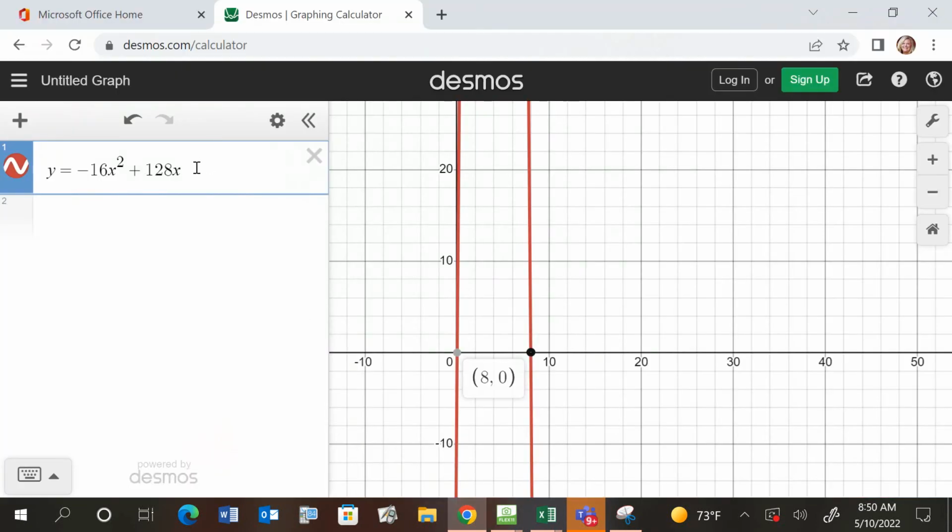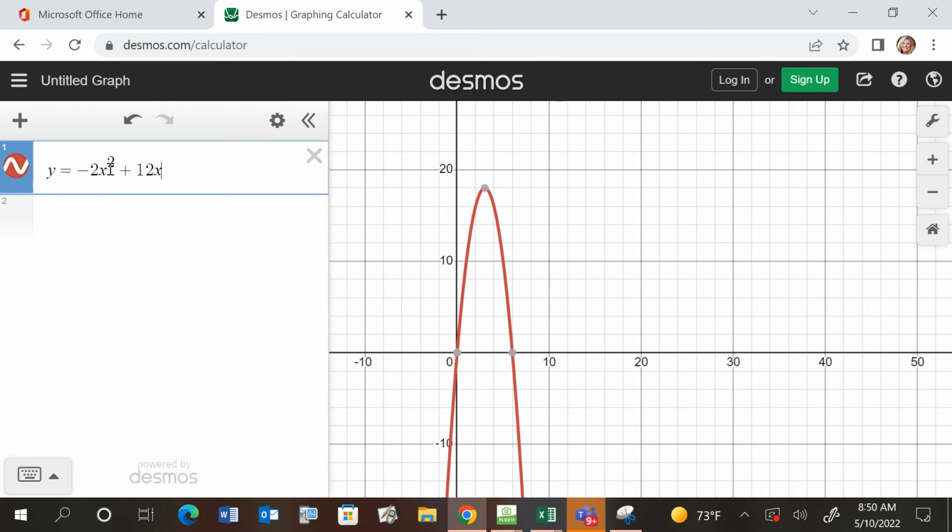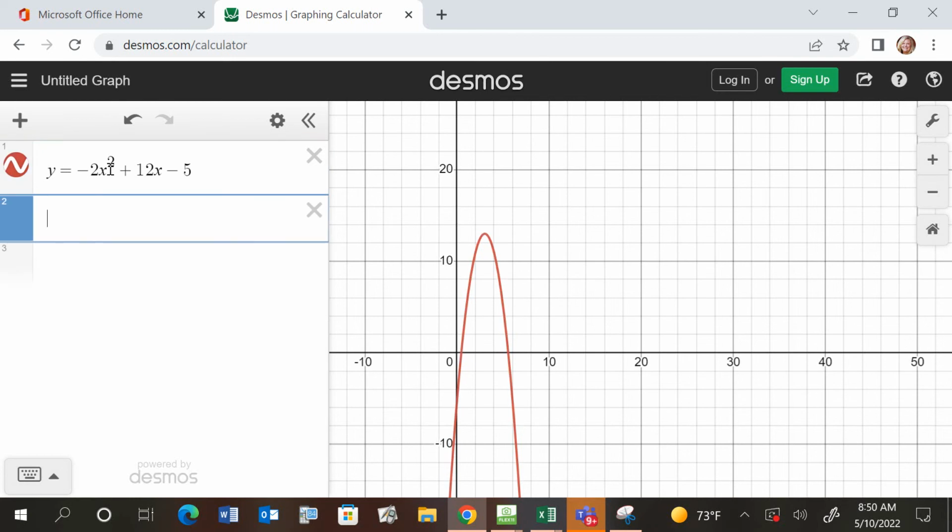I'm plugging in exactly what I saw in standard form. It was negative 2x squared. It's in the question if you're wondering where I'm getting this. Plus 12x minus 5. Okay, so that's what we have. Now I'm going to plug in A. So A is y equals negative 2 times (x minus 3) squared, plus 13. Oh my goodness, is that the exact same? Yes. It looks like it, doesn't it?